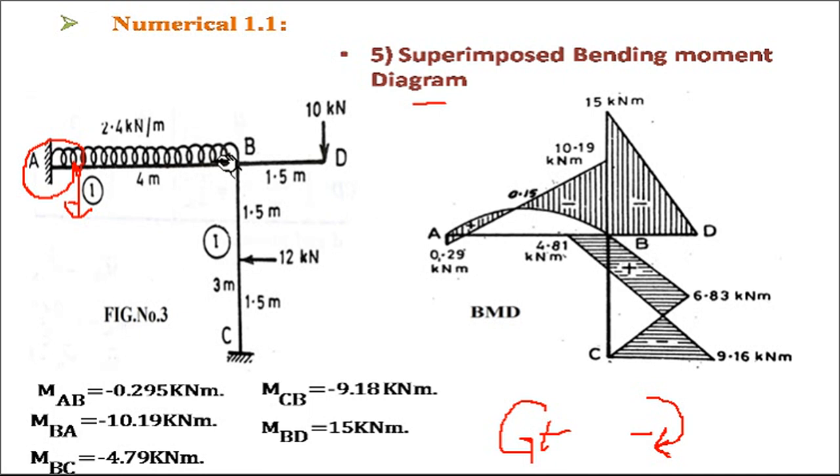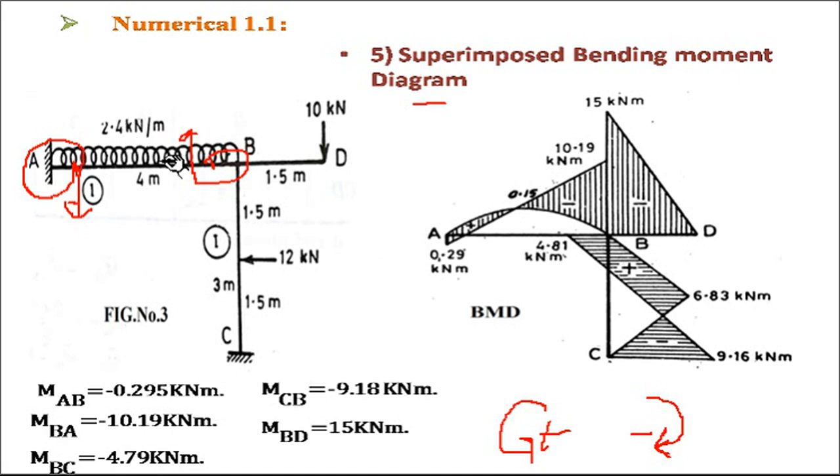Next, the moment in member BA is minus 10.19. As it is minus, you have to rotate the joint clockwise. So I keep the pen in between member BA, rotate the joint B in clockwise direction and cut the member BA once. That means it is acting upward. So here the moment is 10.19. Join these two points.